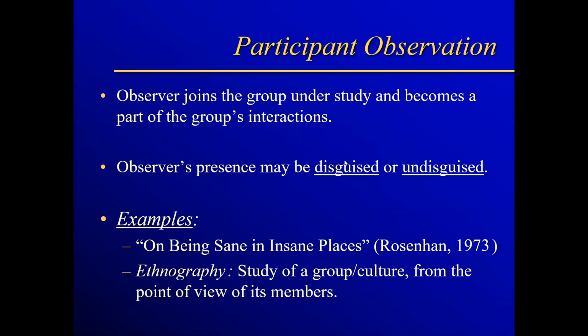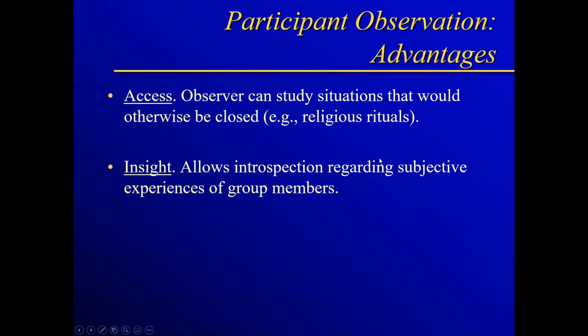So this is the idea of participant observation. You as the researcher actually living with, around whatever you're trying to observe. So there's some advantages to this type of research. You as a researcher or observer can study situations that would otherwise be closed, like religious rituals, let's say, or like Amish communities, or communities or groups that are a little bit closed off or reserved. It also allows introspection, or you to figure out regarding subjective experiences of its group members, because you really get to learn about what people are thinking and feeling and how they're reacting to what's going on in their everyday life. So this is the advantage of this idea of participant observation.